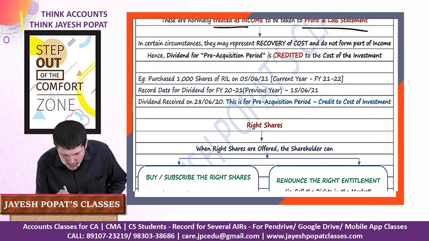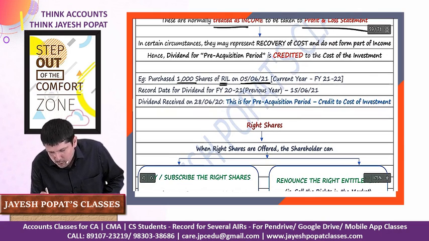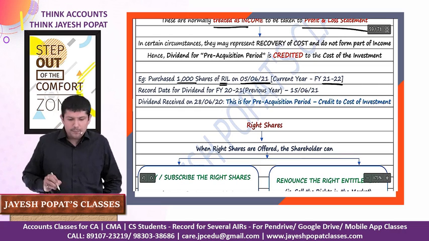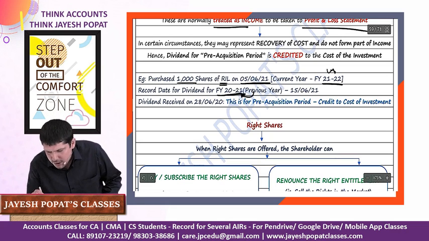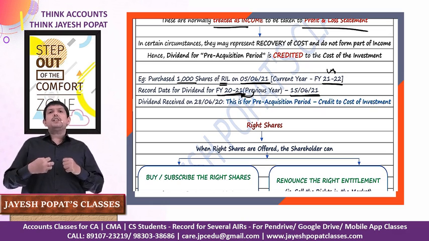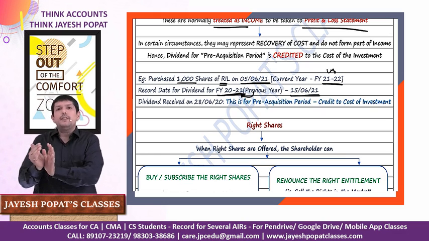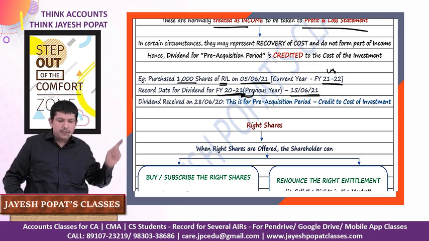Let's say we purchase 1000 shares of Reliance Industries on 5th of June 2021. So the financial year is 21-22. Record date for dividend for 2021. See, this is our current year and this is the previous year, is 15 June 2021. So I have purchased shares on 5th of June. The record date for payment of dividend is 15th of June, right? And this dividend is obviously for the previous year.